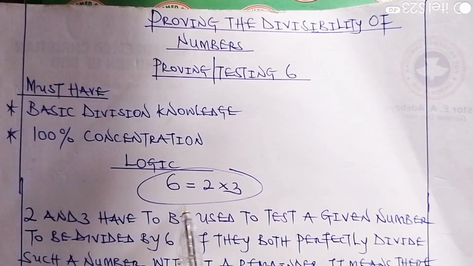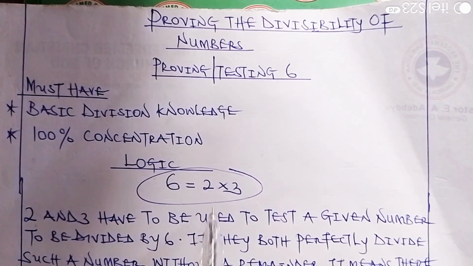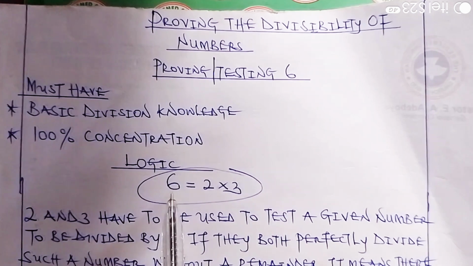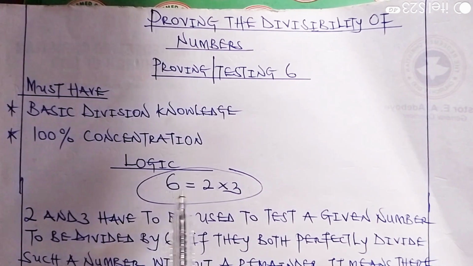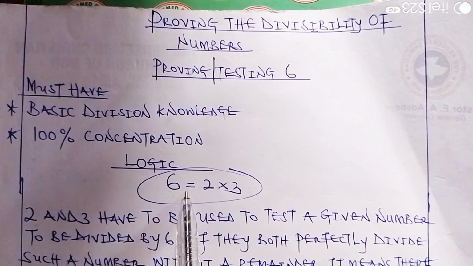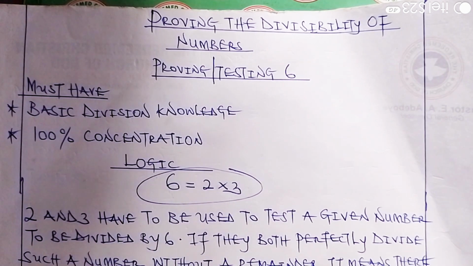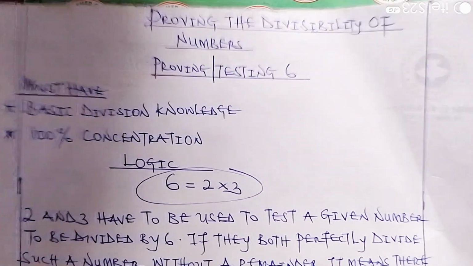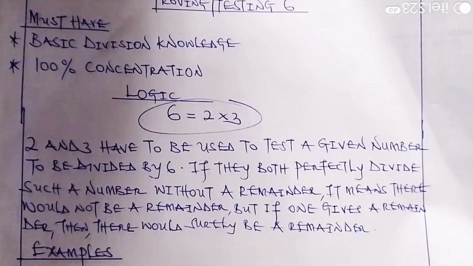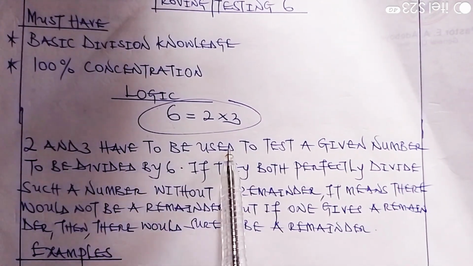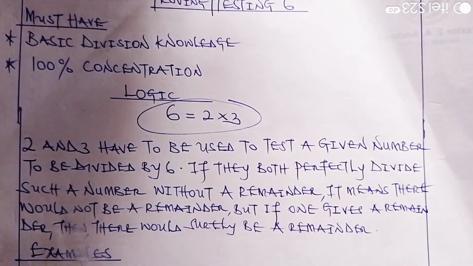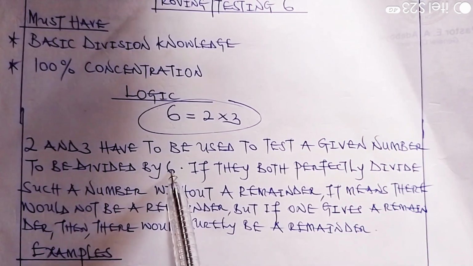So what's the logic for today? Today's logic is quite different. Don't forget that 6 is 2 times 3, so 2 and 3 make up 6. For us to know if 6 will divide a number without a remainder, it's very important to know this logic. The logic is this: 2 and 3 have to be used to test a given number to be divided by 6.